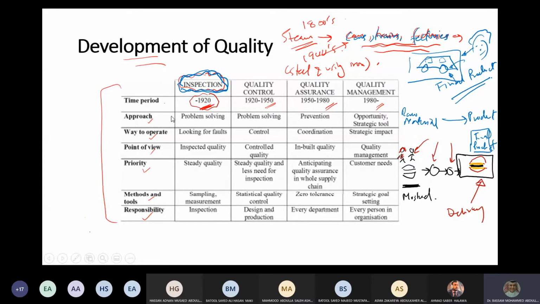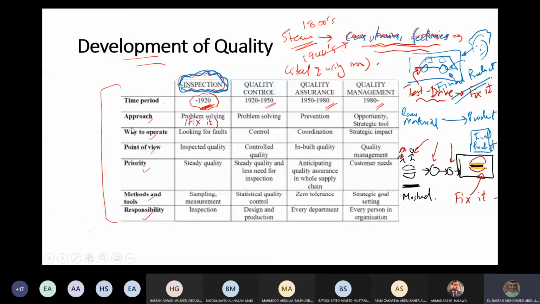So the approach here was mainly problem solving. What does problem solving mean? I found a problem in the burger. I fixed it. I fixed the sauce. That's it. I took a test drive for the car, and when I took the test drive, I found that there is a problem. Fix it. So the idea of problem solving was the main thing to do. It's just problem solving. That is the approach.